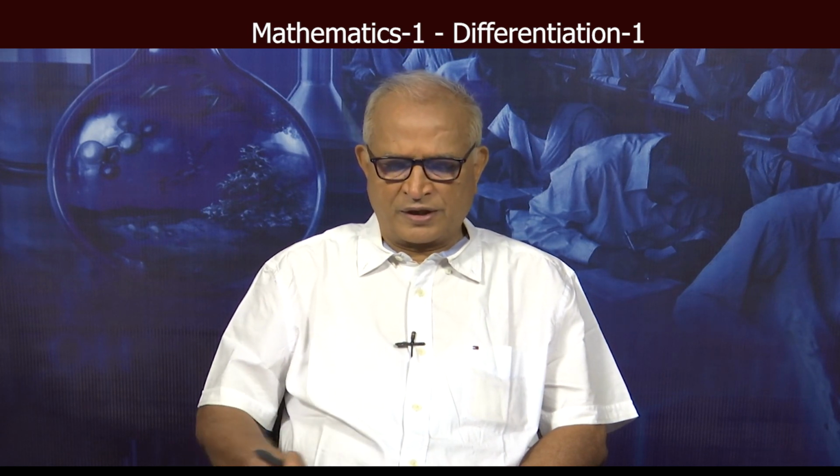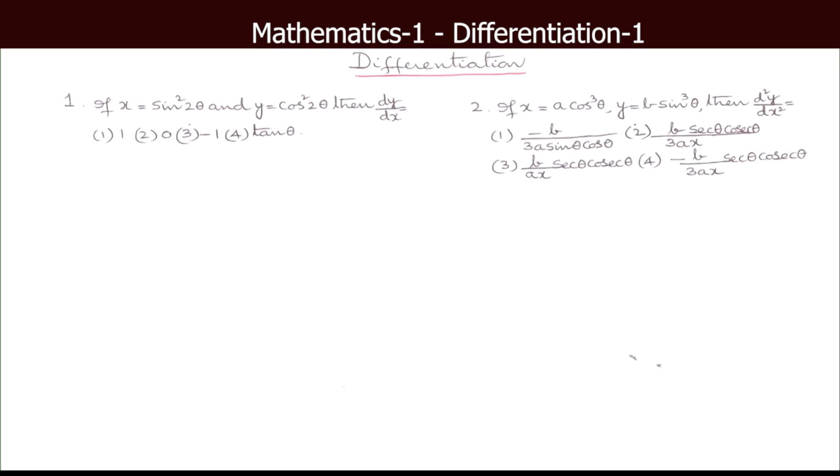Okay, let's take up question number 1. Look at question 1. x equal to sin square 2 theta, y equal to cos square 2 theta, then find dy by dx. It's not a fraction. The way in which you can read this symbol is dy dx, that is, the derivative of y with respect to x.